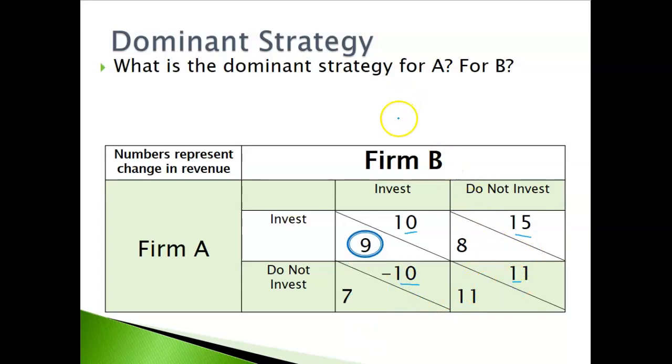So if firm B invests, firm A could choose to invest and make $9, or not invest and make $7. $9 sounds better. How about this next one? What if firm B instead does not invest? Well, firm A could invest and get $8, or not invest and get $11. Which one sounds better? Think about it for a second. Would you rather get $8 in income or $11?